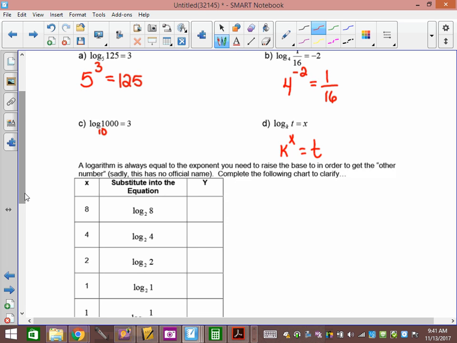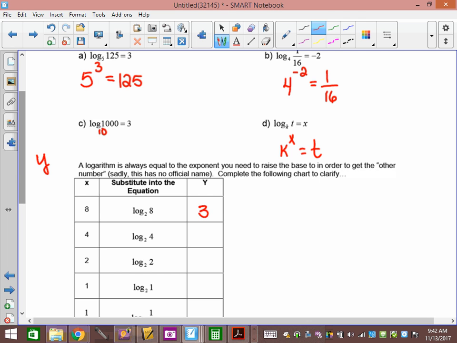All right. So this one here, a logarithm is always equal to the exponent you need to raise the base to in order to get the other number. Sadly, there's no official name. Complete the following chart to clarify. So if I have log base 2 of 8, I could go log 8 divided by log 2, right? Or I could press the log base button. Or I could go 2 to what exponent is 8? 3.